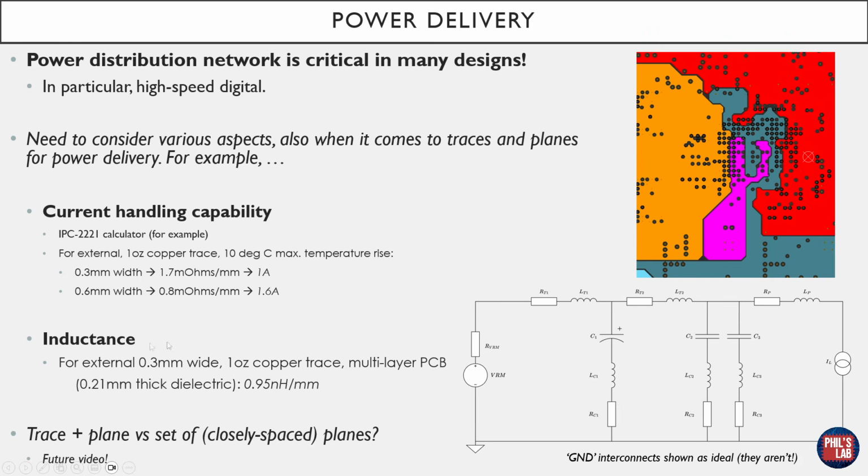For example, for an external 0.3mm wide trace, 1 ounce copper on a multi-layer PCB, so given fairly thin dielectrics between forward path and return path, the inductance per millimeter turns out to be 1 nanohenry, and at high frequencies, that can be quite significant. And that can lead to very serious problems if we don't design our power delivery network right.